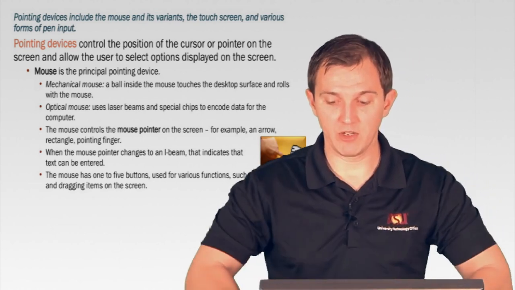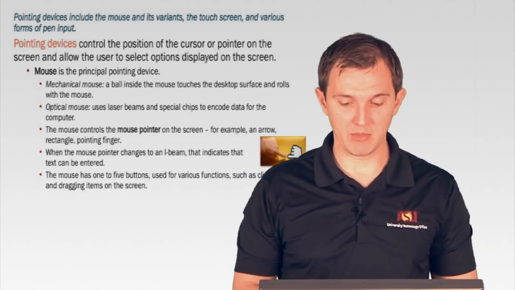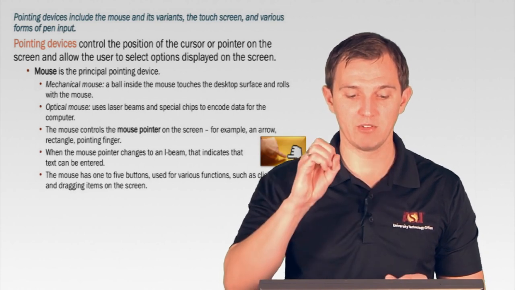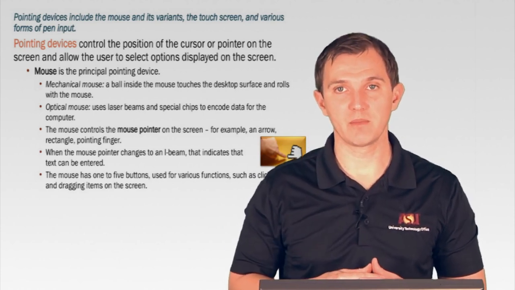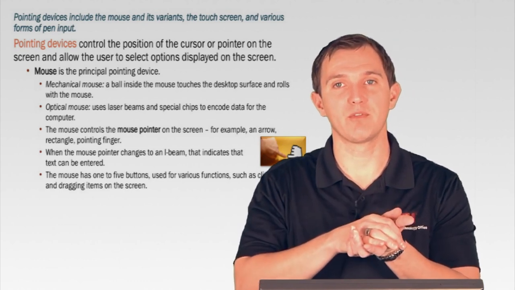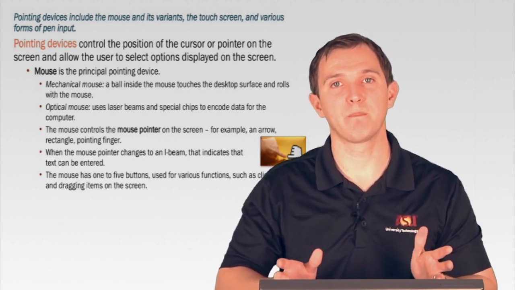But anyway, I don't mean to bag on the mouse too much. We are talking about mice here. And here's some. We can have a mechanical mouse that has the balls inside of the mouse, and it feels it rolling around, and then it determines how far it's rolled and where its position should be on the screen.